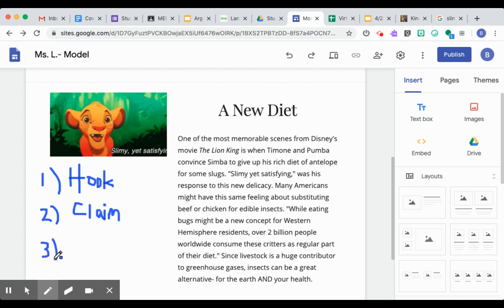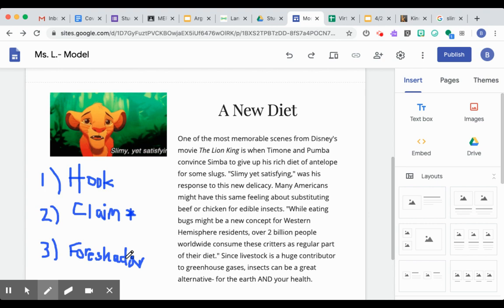And your third part, and I'm saying part instead of sentence because you might have a couple of extra sentences here for your claim or even your hook, is what I like to call your foreshadowing sentence. Your foreshadowing sentence is the sentence that lets your readers know exactly what they're going to be reading about as they move further into your website.